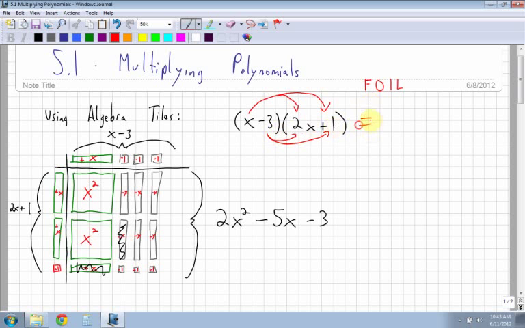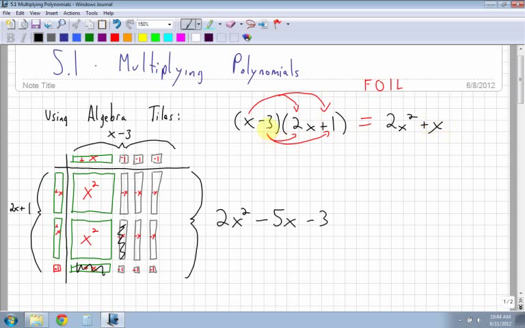And that's kind of how I work these. So when I'm multiplying these out, I get x times 2x, which is 2x squared. Be very careful with that. It's not 3x. I'm not adding these. I'm multiplying. Then I have x times plus 1. So I have a plus x.